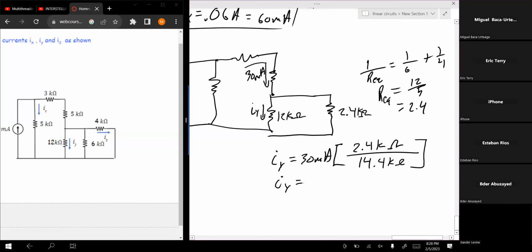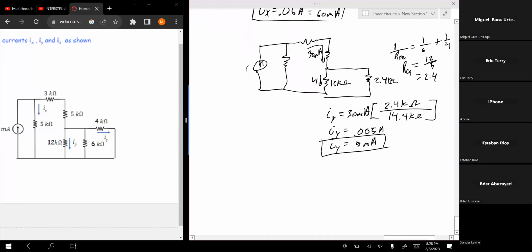If you guys want to punch that into your calculator, this should give you 0.005 amps, which is the equivalent to 5 milliamps. Right? So now we have our answer for IY. This is IY, 5 milliamps.